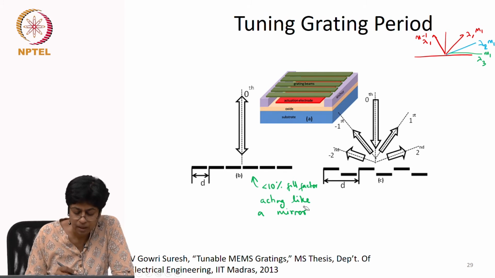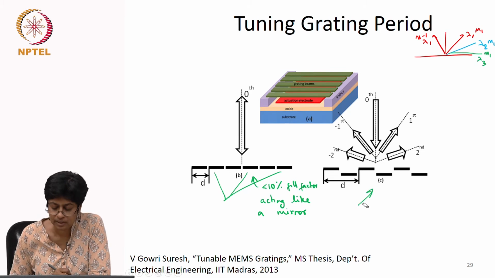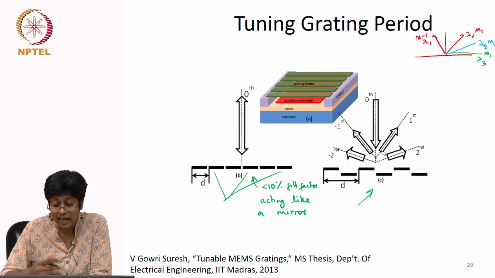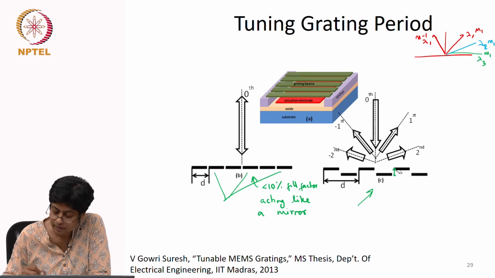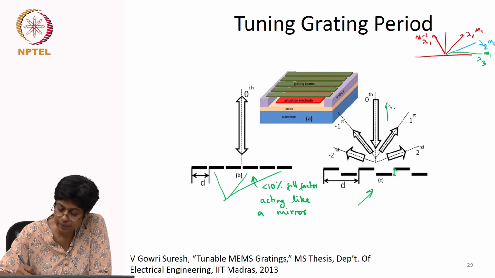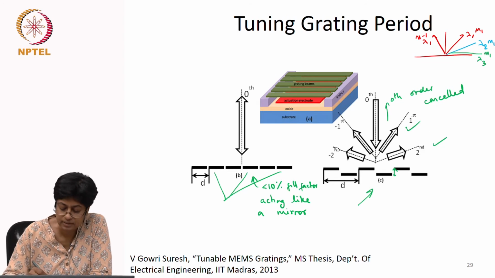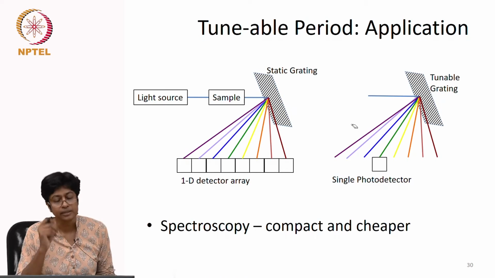And if I could somehow pull down every alternate period, and that's what you see here, suddenly it starts behaving like the diffraction grating, and I have a number of orders. And if I pull it down by the right height, the 0th order would be cancelled. And only these orders would exist. So I could create a tunable grating. Why would I need to do that?